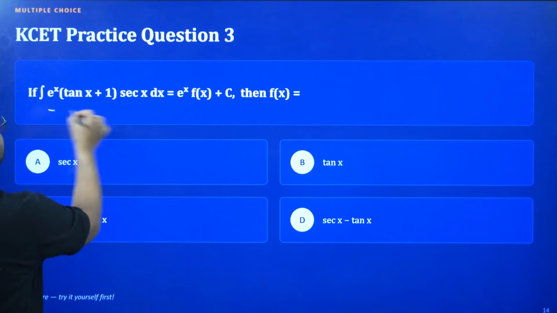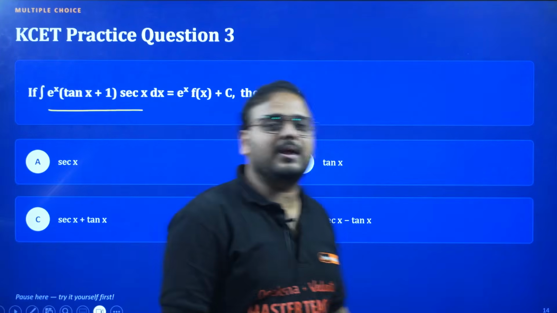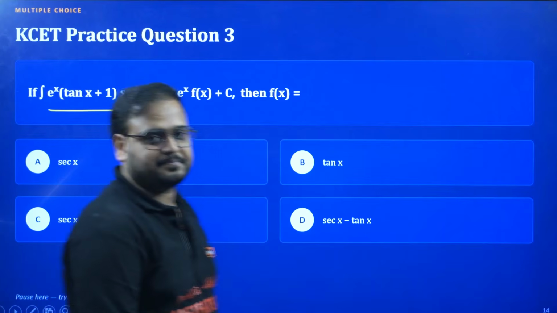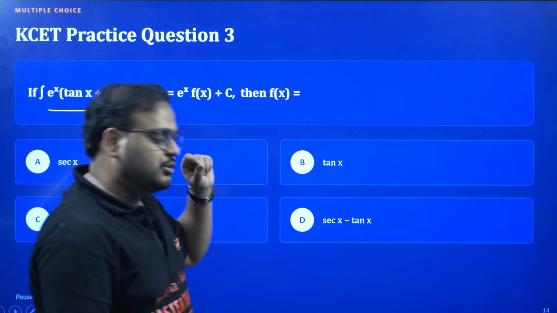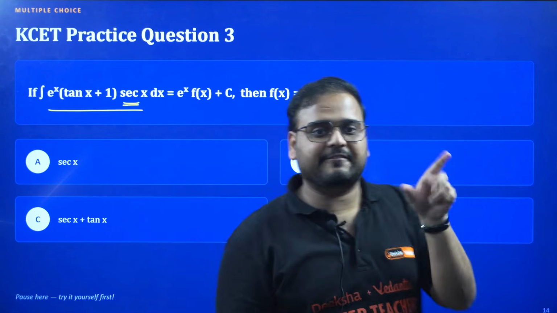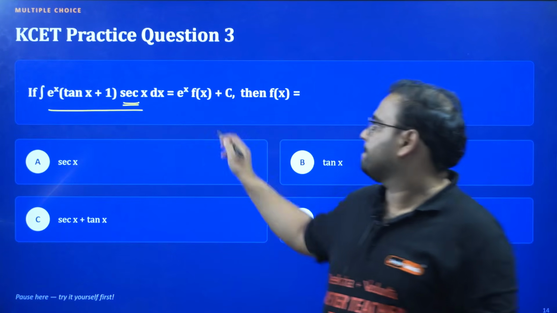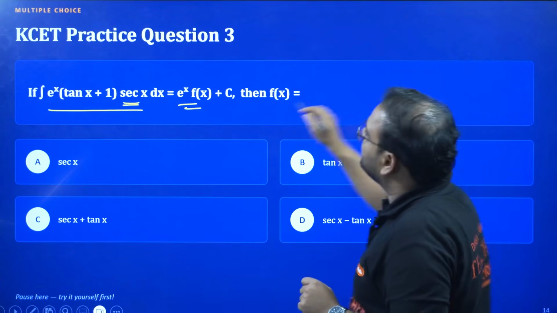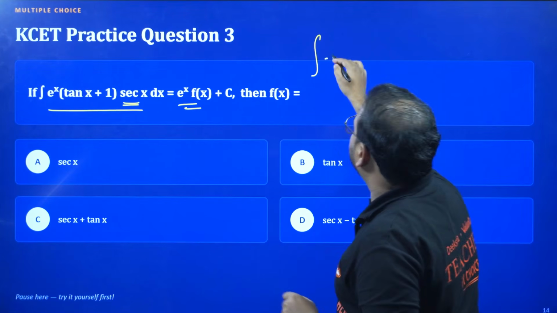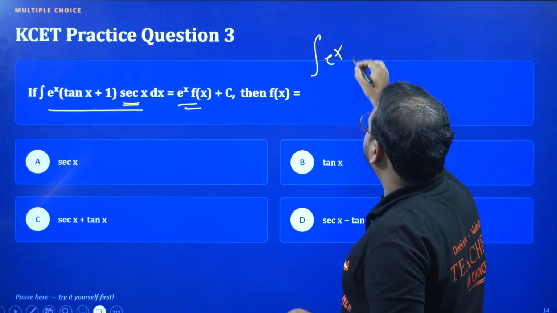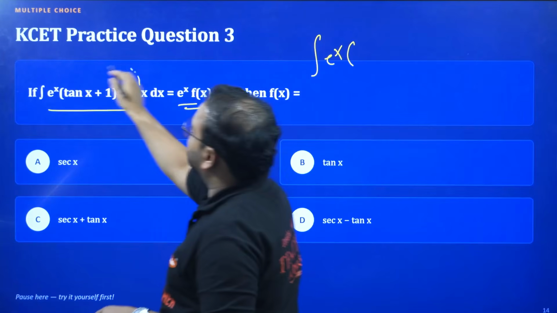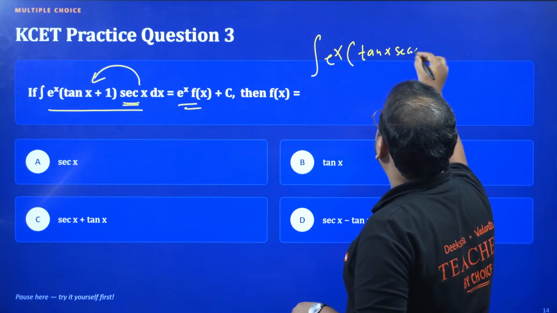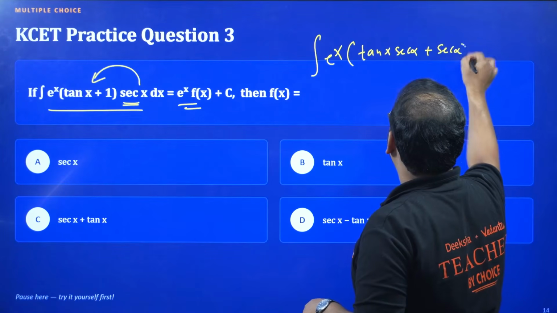What happens, sir, if you have e power x, tan x plus 1, secant x is also there, dx. What is the answer to this? Whenever you find e power x, fx together, always look for the form that you have. What form is that? Integration e power x, then if you multiply secant x inside the bracket, you'll have tan x secant x plus secant x.